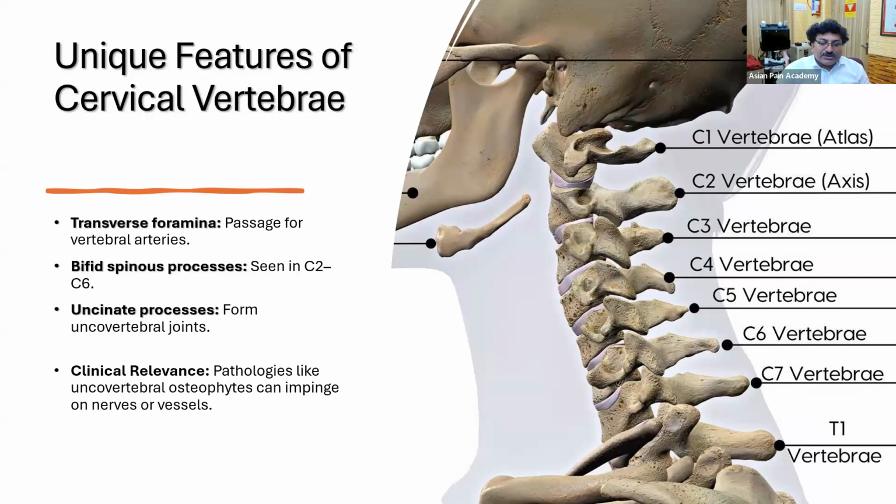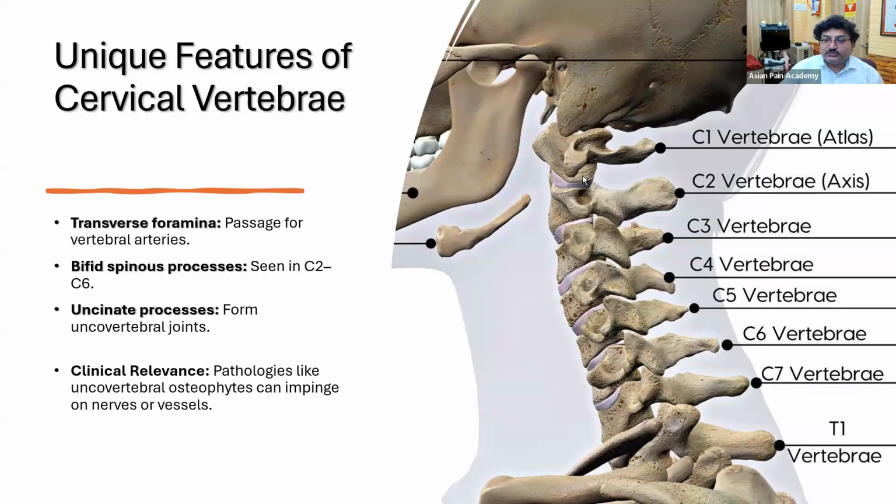Pathologies like uncovertebral osteophytes remain very close to the foramen. If you look here, this is the uncovertebral joint and here is the foramen. As they are very close to the foramen, if there is uncovertebral joint arthritis or some pathology like an osteophyte, they can compress the nerve and that can give rise to features like radiculopathy. So these are some of the changes that we see in the cervical vertebra, which are different from the other vertebrae.